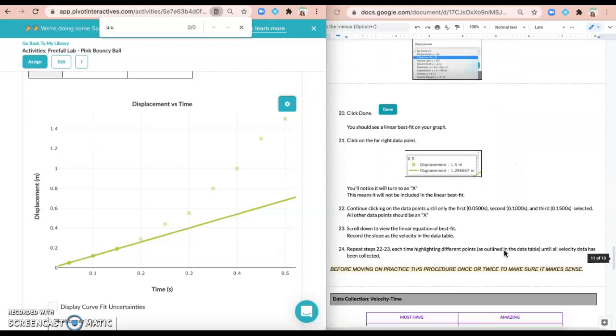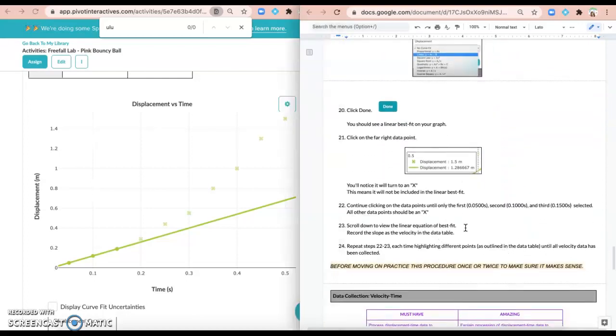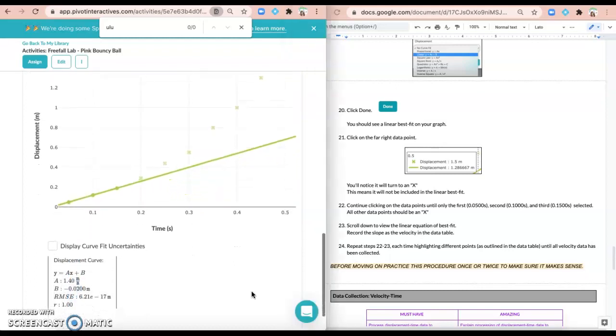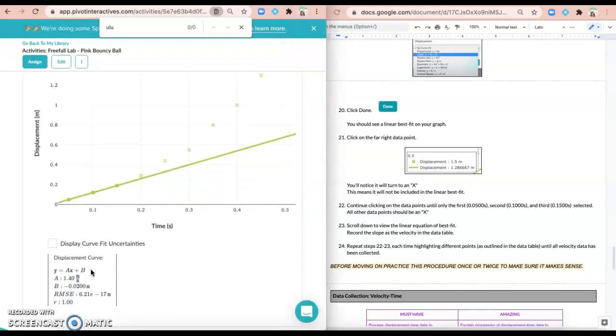And if you scroll down, I'm on step number 22 and 23 here. If you scroll down, you're going to see that linear equation best fit of the form y equals ax plus b. It's very similar to what we usually say, which is y equals mx plus b. And I can see the slope of that line. That slope of that line for me is 1.40 meters per second. This is excellent because that slope, take a look at the units, meters per second, that slope is our velocity somewhere around these beginning times.